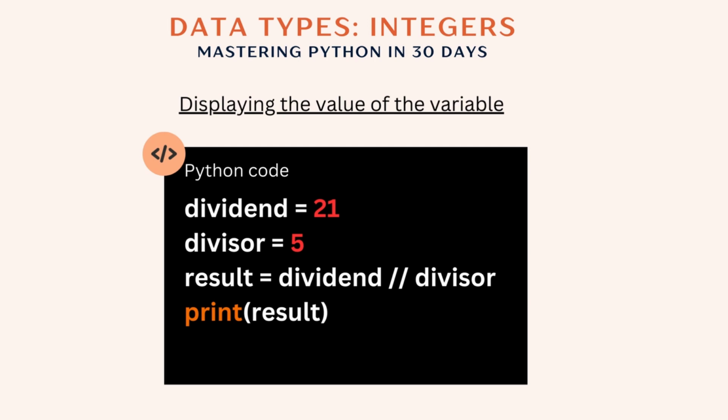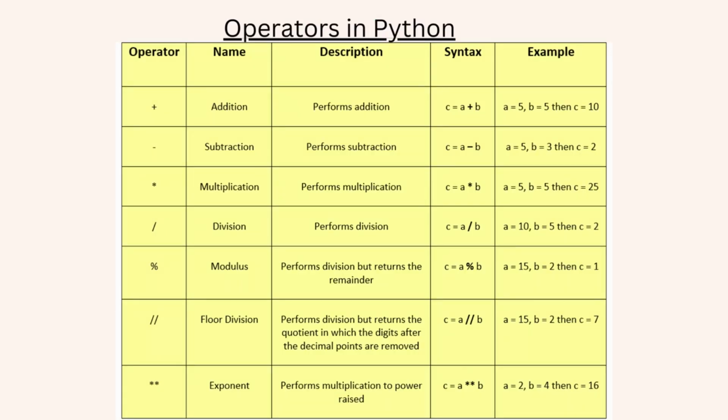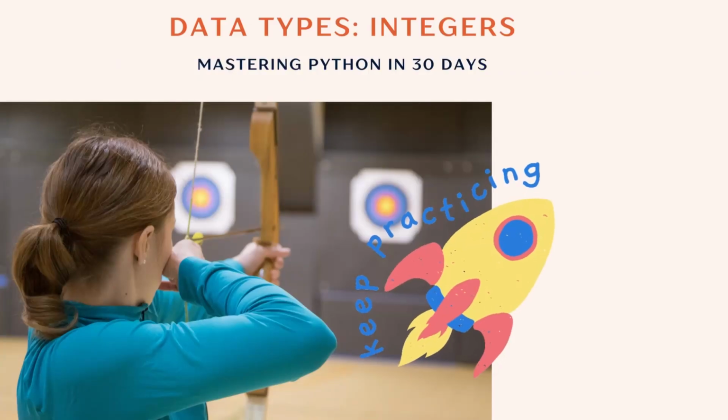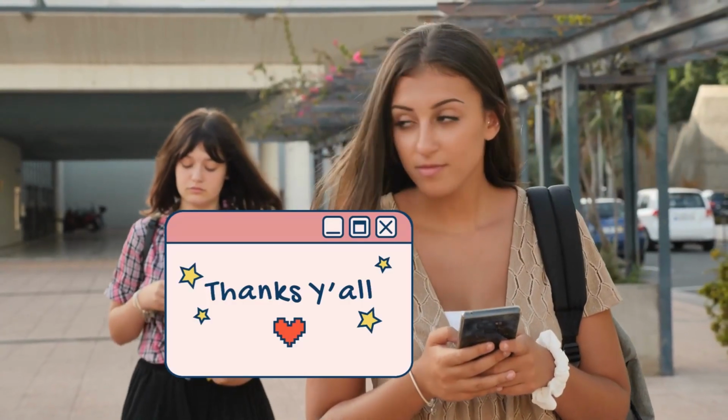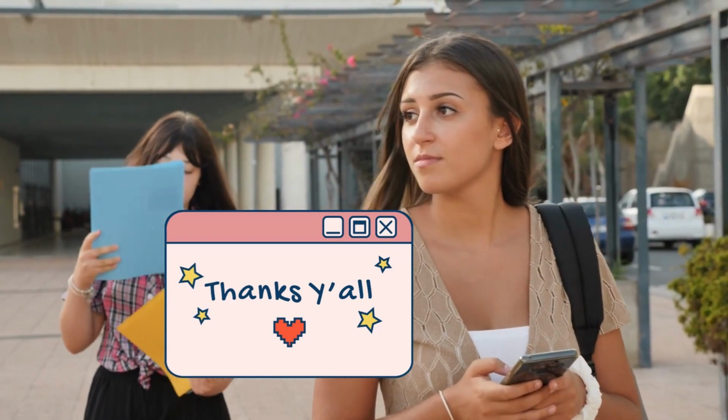These are just a few examples of what you can do with integers in Python. As you progress, you'll discover many more operations and techniques to manipulate numbers efficiently. Remember, practice makes perfect. Try experimenting with different numbers and operations to get comfortable with integers. That's all for today's episode, where we explore the fascinating world of integers in Python.